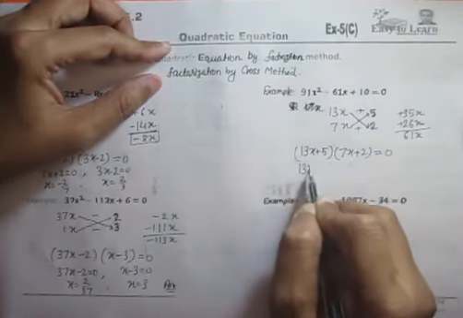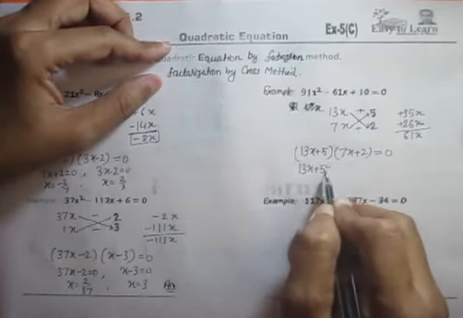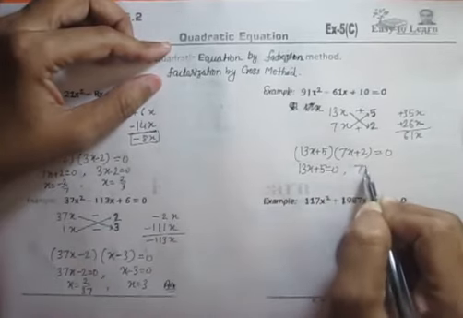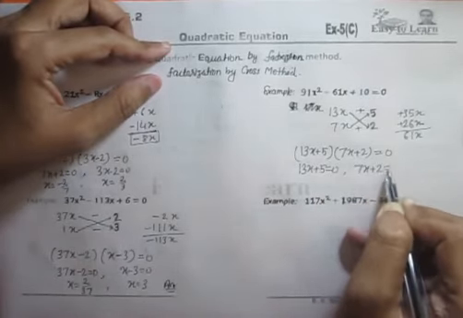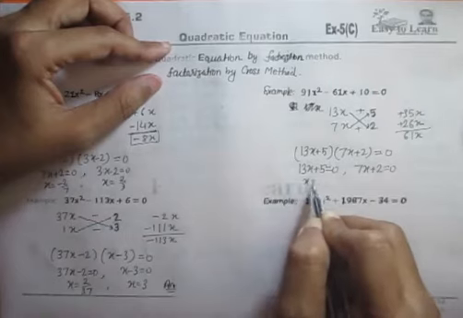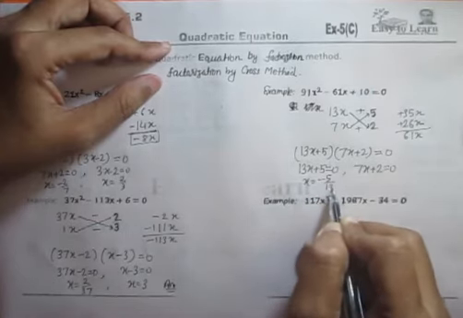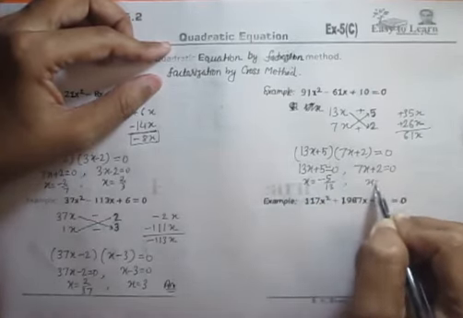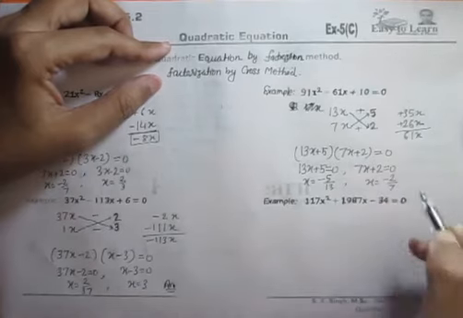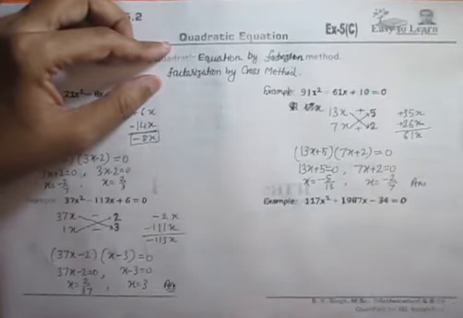So 13x plus 5 equal to 0 and 7x plus 2 equal to 0. So from here you will get x is equal to minus 5 by 13, and from here you will get x is equal to minus 2 by 7. So these are the two answers.